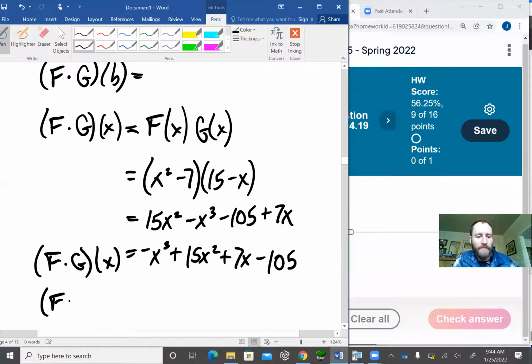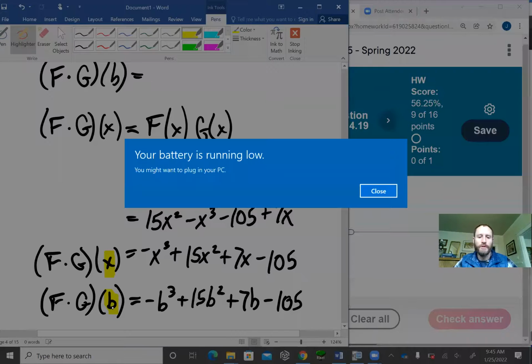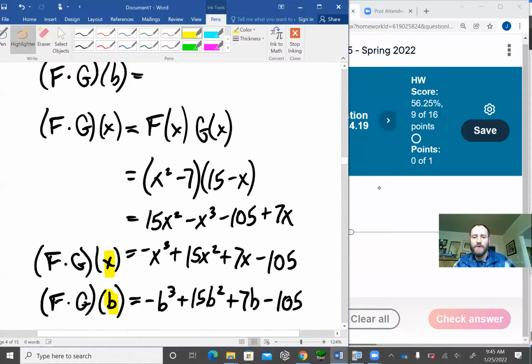And now we want f times g of b. So all I've got to do is just, instead of writing x, let's just write b. Kind of a weird exercise, but you know, half of understanding algebra is just understanding the notation. And so anyway, you can just say, well, what if I wanted to change the x out for a b? Let's write the formula in terms of b. You can do that.